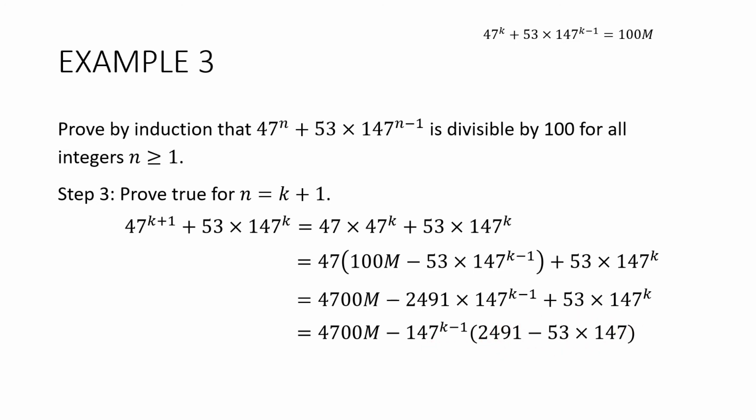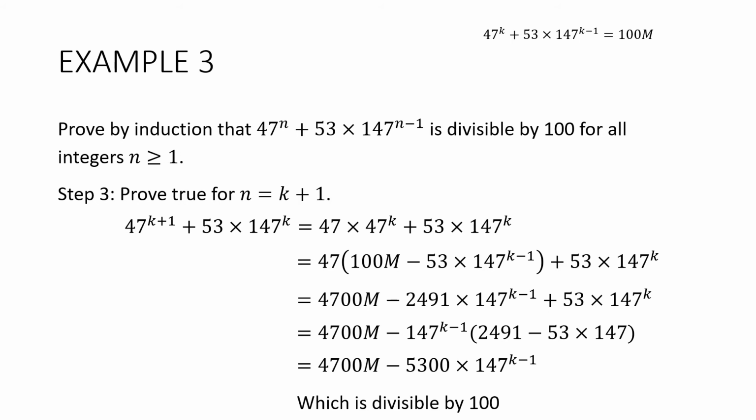Now, putting that in the calculator, we get 5,300, which is a multiple of 100. And so this is divisible by 100. Therefore, it's true for n equals k plus 1. Therefore, it's true for all n.